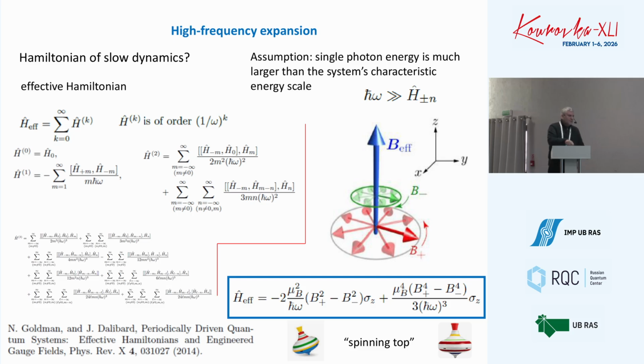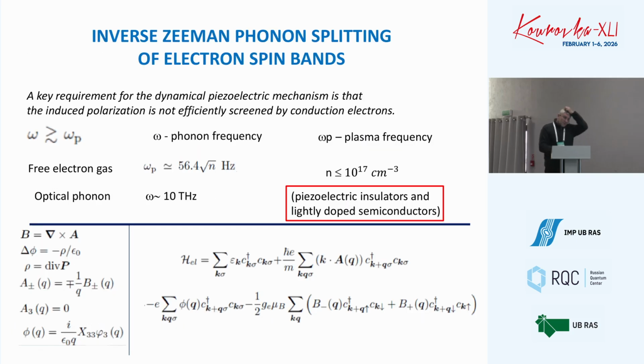The effective Hamiltonian is shown here. We see that a resulting magnetic field along the z-axis appears, and again, it is determined by the difference between squared B plus and squared B minus. We have the effect of a spinning top here. And this can be supported for systems with itinerant electrons too, because the previous Floquet theory can be applied only to insulators.